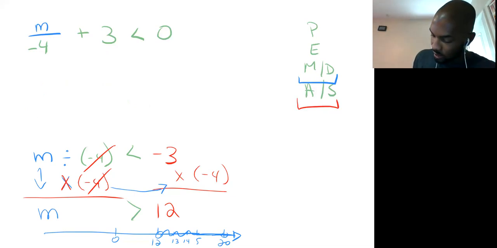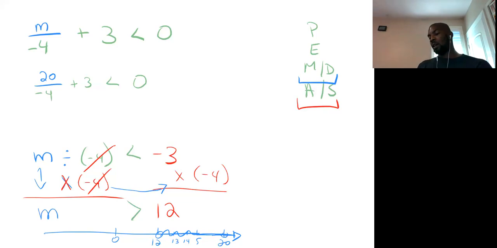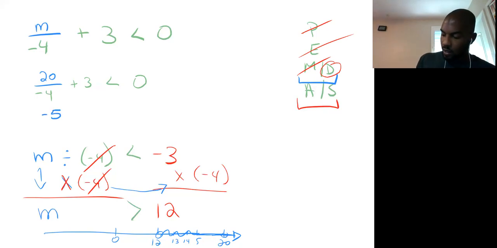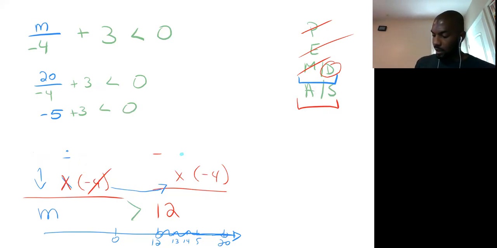So I'm going to say 20 divided by negative 4 plus 3 greater than 0. Let's do PEMDAS in the correct order now. Parentheses, do I have any? No. Exponents, any? No. Multiplication, any? No. Division, yes. 20 divided by negative 4, that's going to be negative 5, I think. I bring down my plus 3. Is it less than 0? I think it is. Then I say to myself, all right, I've done division.